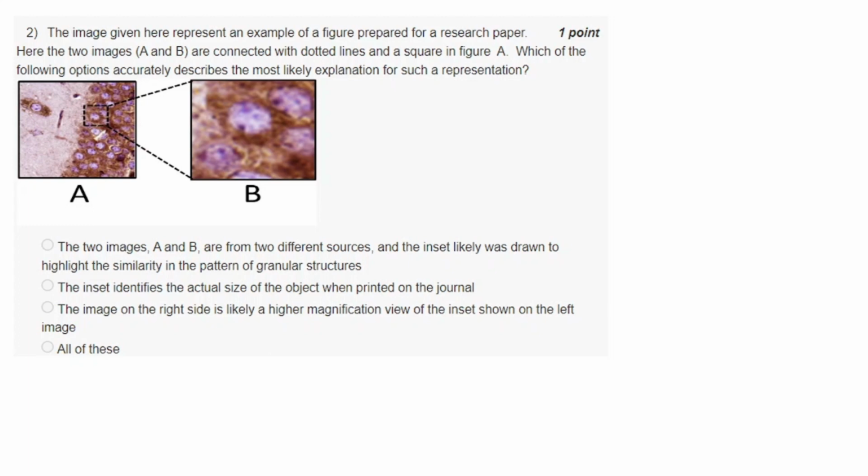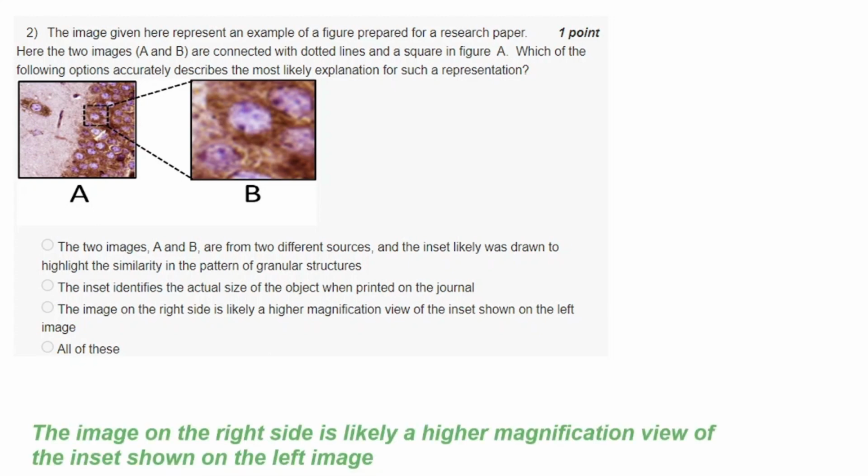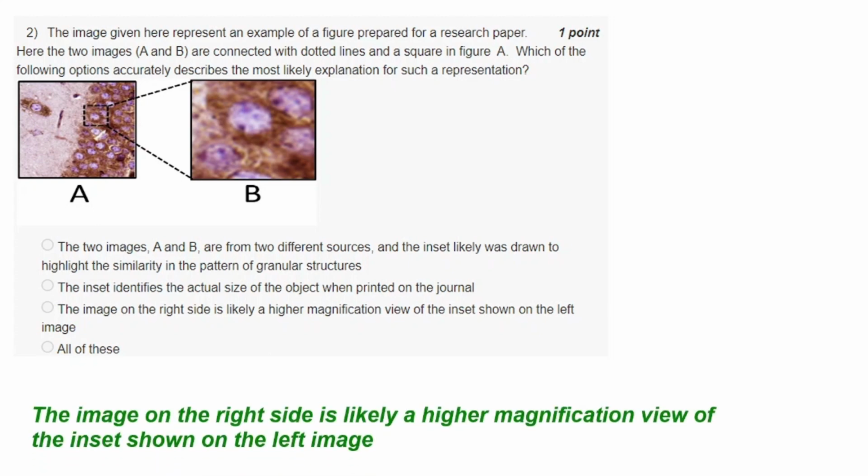Third option. Okay. Anybody else? Any different opinion? So it is the third option. Whenever you're trying to show something like this, it just means that that portion has been magnified, that portion has been zoomed in upon, and it is being shown in a bigger format so that it's easier to visualize. So yes, it's a magnification view of the inset shown on the left image.